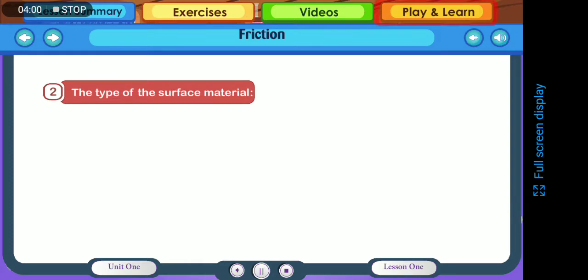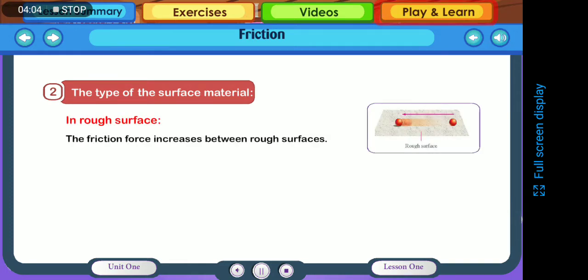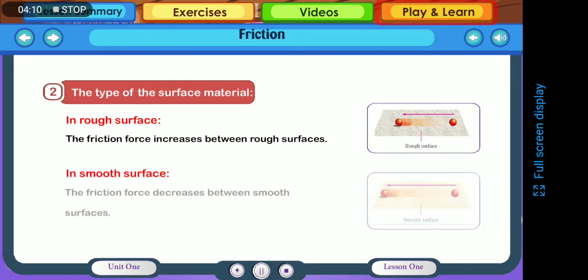Type of the surface material. In a rough surface, the friction force increases. In a smooth surface, the friction force decreases. Rough means خشن and smooth means ناعم.